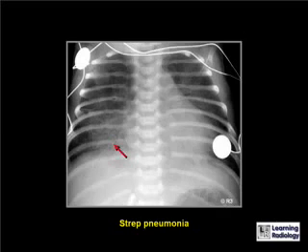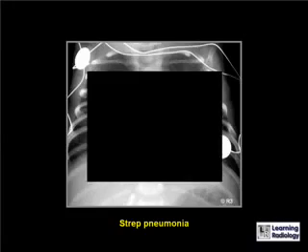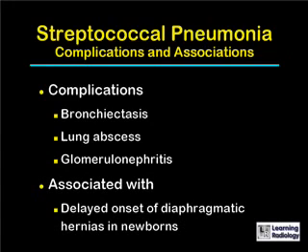This is an example of a neonatal streptococcal pneumonia. The red arrow is pointing to an area of patchy airspace disease at the right lung base. Complications of streptococcal pneumonia include bronchiectasis, lung abscess, and glomerulonephritis. Streptococcal pneumonia can also be associated with a delayed onset of a diaphragmatic hernia in a newborn.